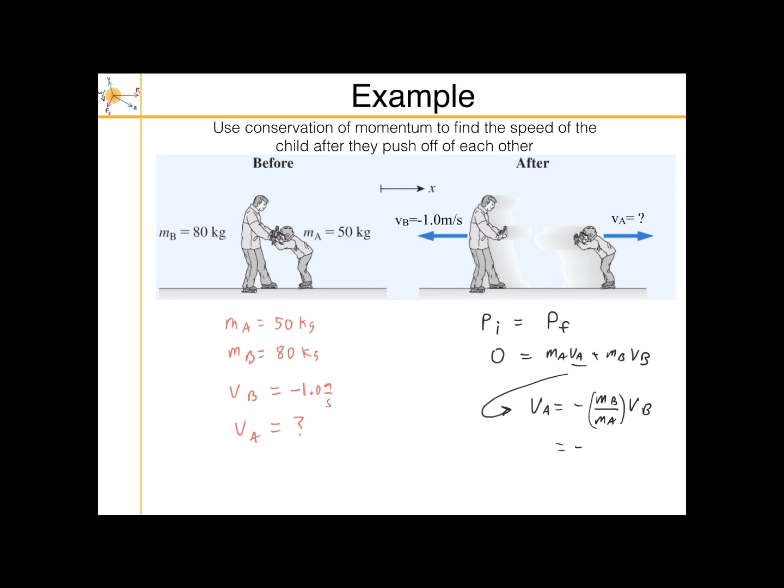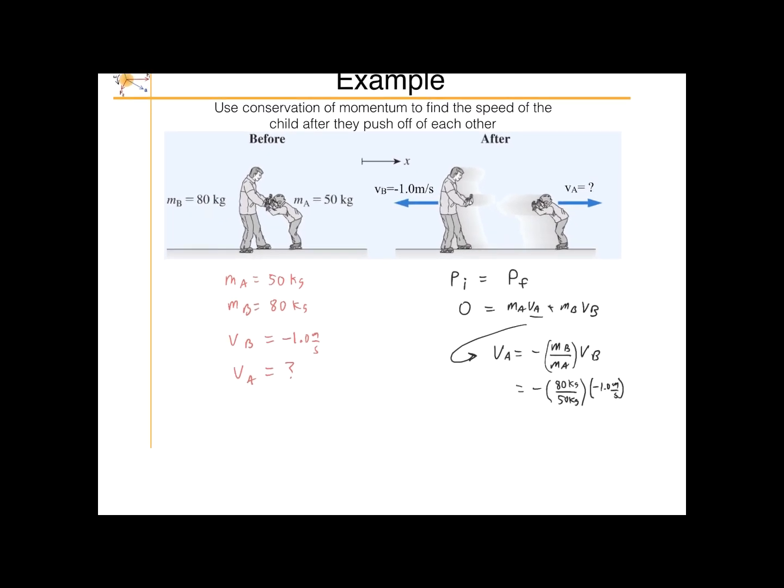Let's plug in everything here. So it's minus 80 kilograms divided by 50 kilograms, and the velocity of the man was minus 1 meter per second. So if I plug in everything, you notice the two minus signs cancel. We end up with plus 1.6 meters per second.